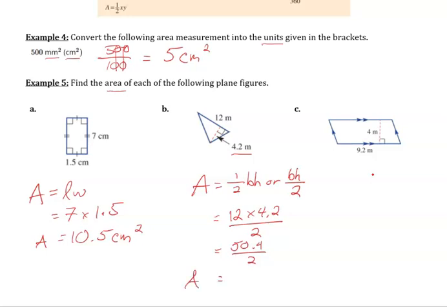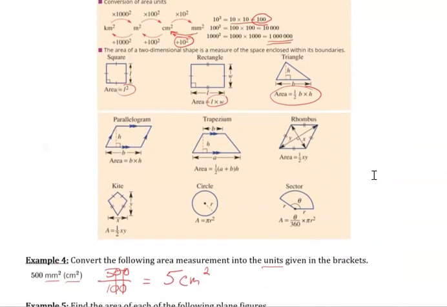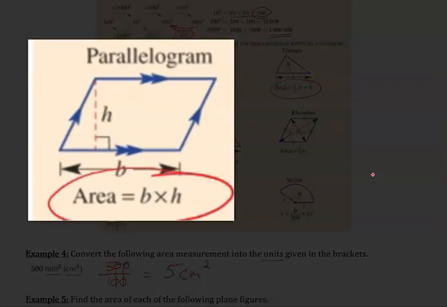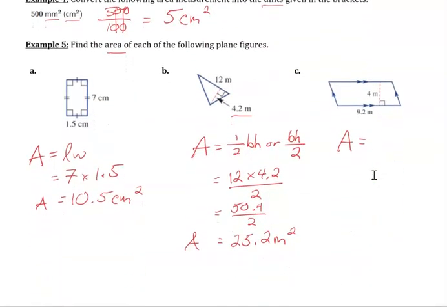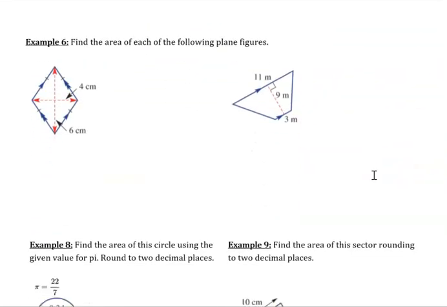So our area equals 25.2 meters. What kind of meters? Meters squared. So this area, that looks like a parallelogram. Let's go and check. A parallelogram is not 1/2 base times height. It is the whole base times height. How magical. So could be easier. Base times height, 9.2 times 4. Our area is equal to 36.8. 36.8 what? Square meters.